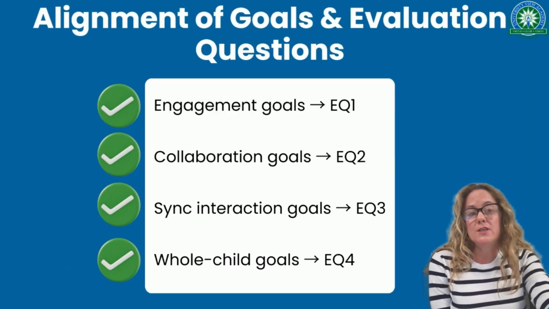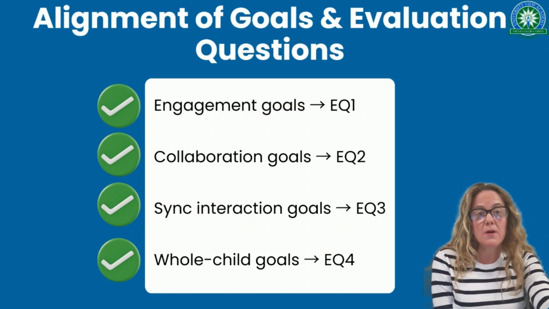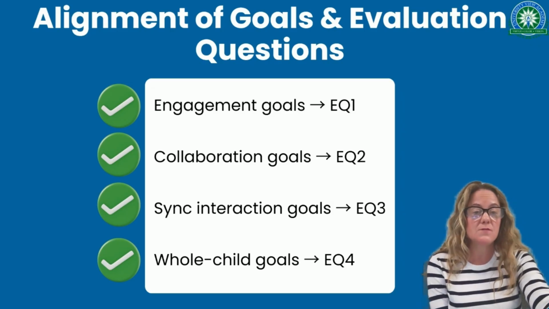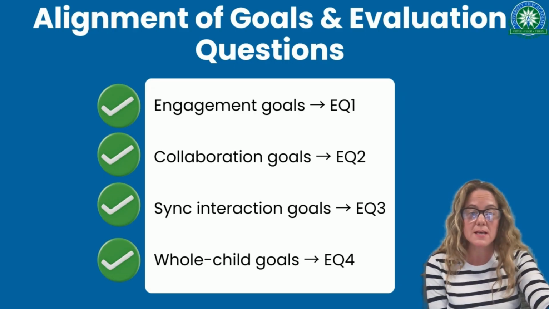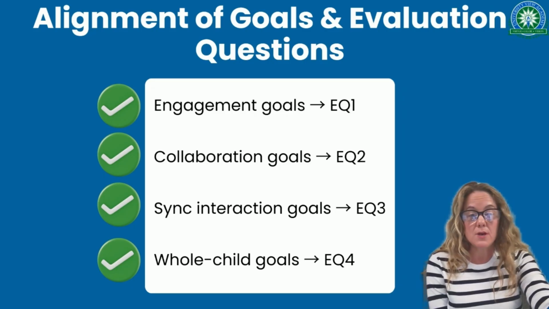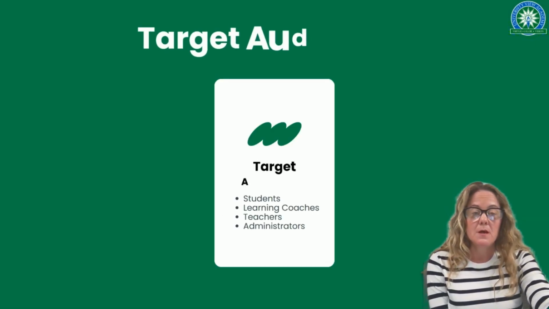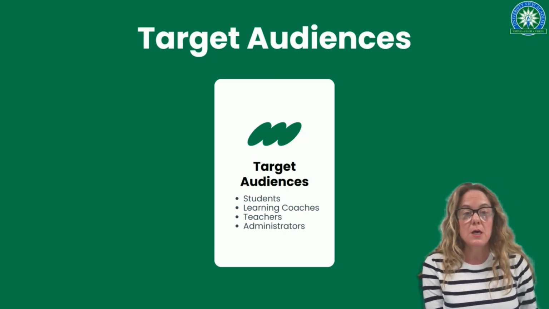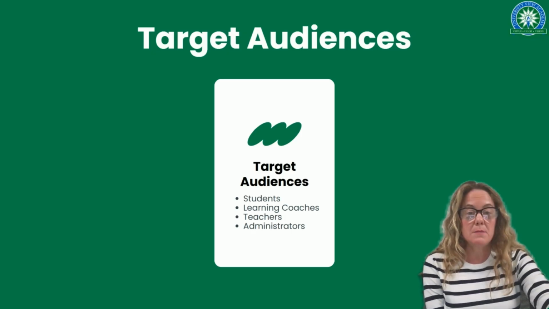These evaluation questions are intentionally aligned with the program goals. Each question directly connects to a specific goal related to engagement, collaboration, interaction, or whole child support. This alignment is important because it ensures that future data collection stays focused on what the program is actually intended to address, and that findings can be used to support instructional and administrative decision-making. The primary audiences for this evaluation include students, learning coaches, teachers, and administrators.